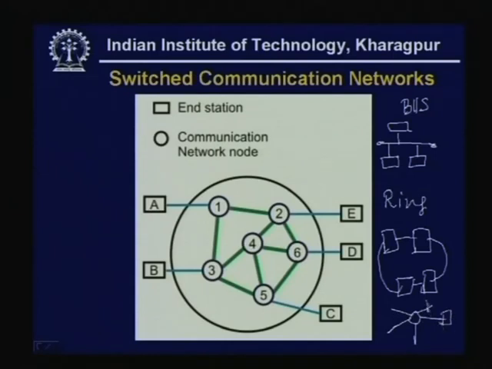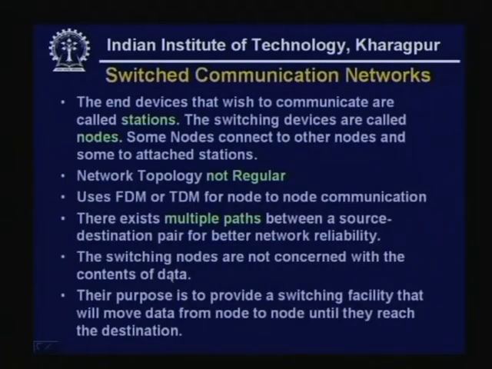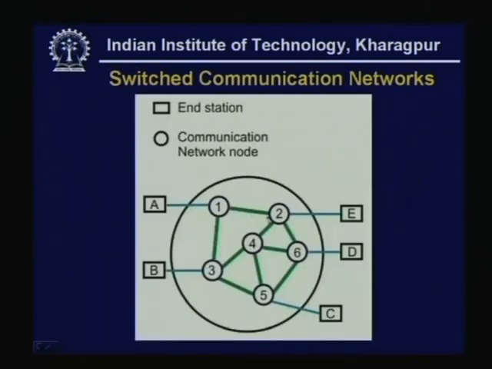So, we find that in this case the topology is not regular. Then it uses FDM and TDM for node to node communication. Here we find this node to node communication, as you can see, is shown with a different color from this station to node communication link. Here we find that this is narrower and this is wider.